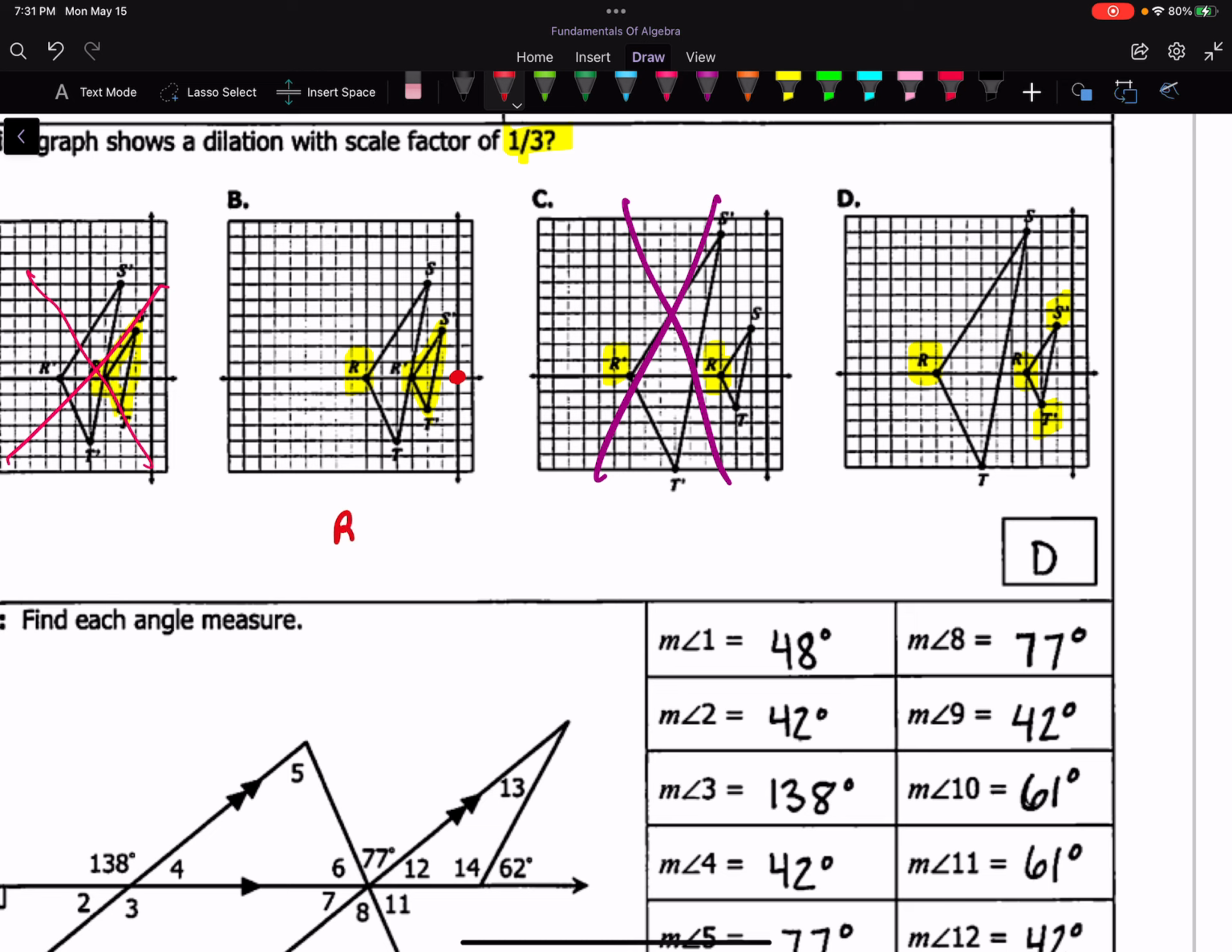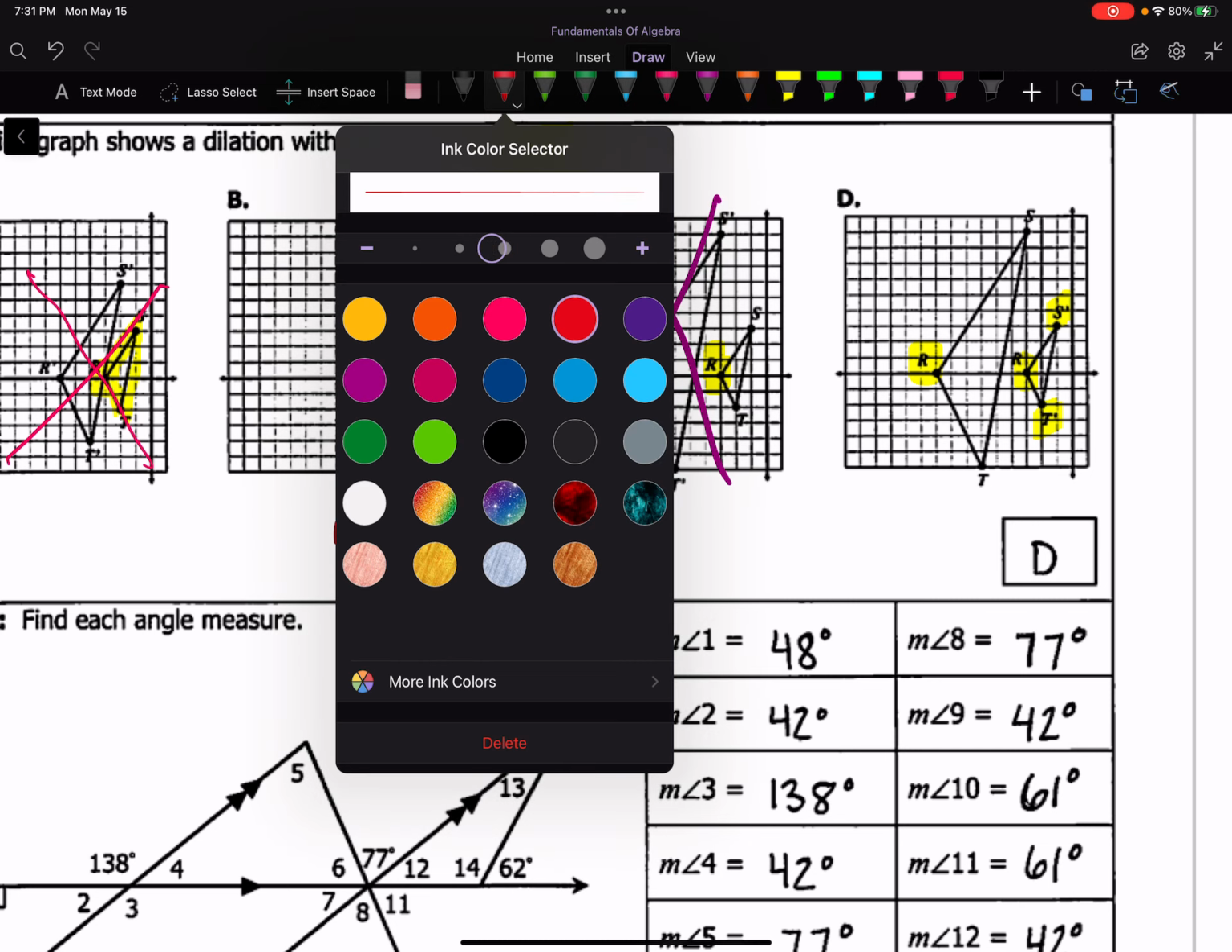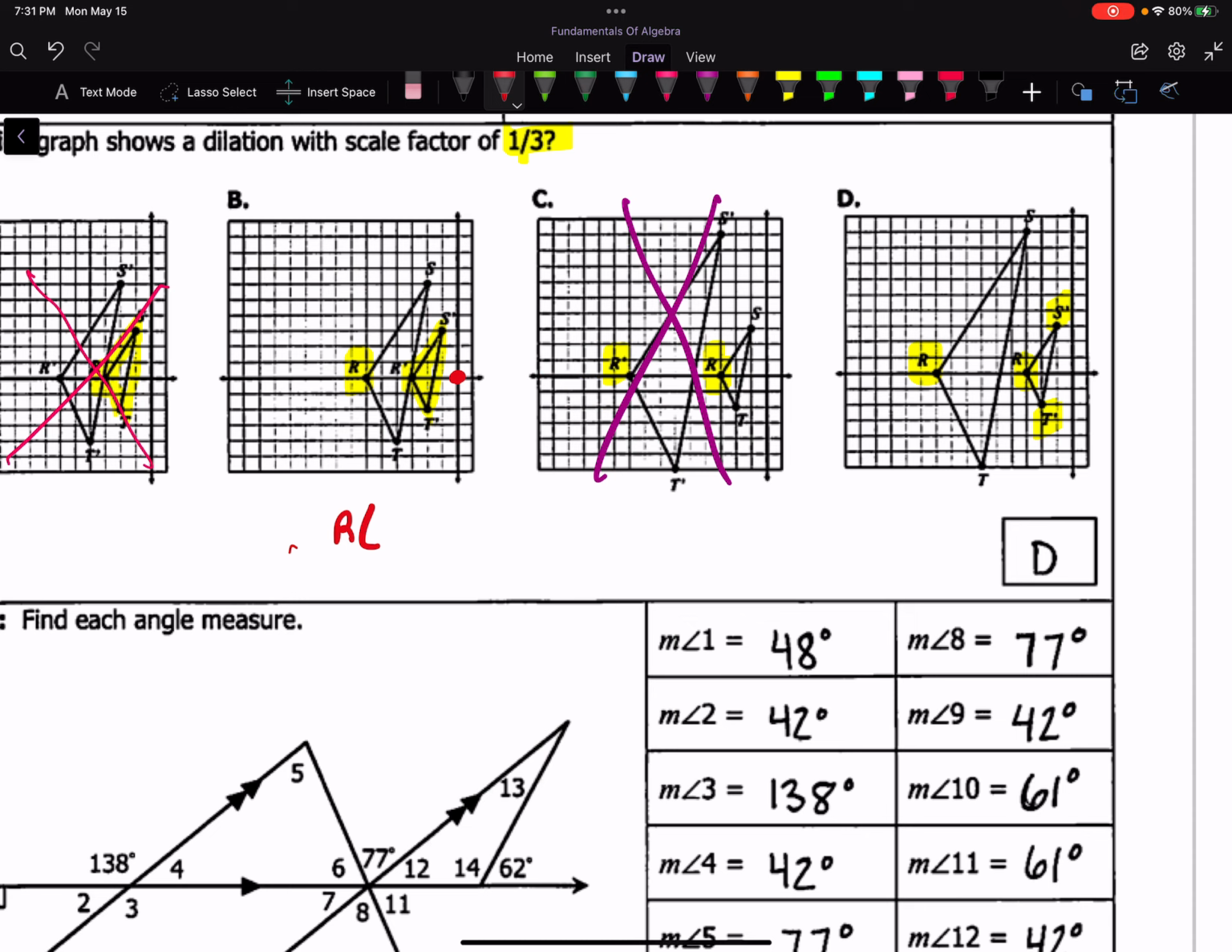So R is 0, 6. And let's make that a little smaller. All right, let's write that again. R is... that's -6. Yeah, let's do it right. -6, 0. Our Y value is 0. Okay?